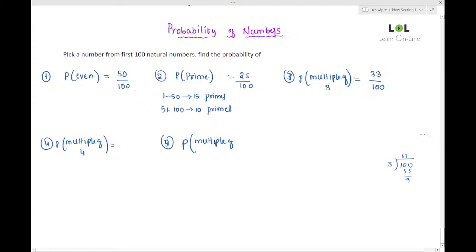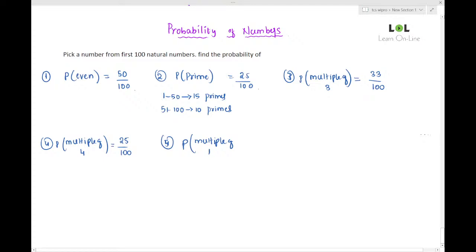Suppose I want multiples of 4, you just divide 100 by 4 because we are talking about the first 100 natural numbers. So 100 by 4, how many are there? 25 you will get. 25 by 100. Okay, did you get it, Bhumika? Understood that? Understood?